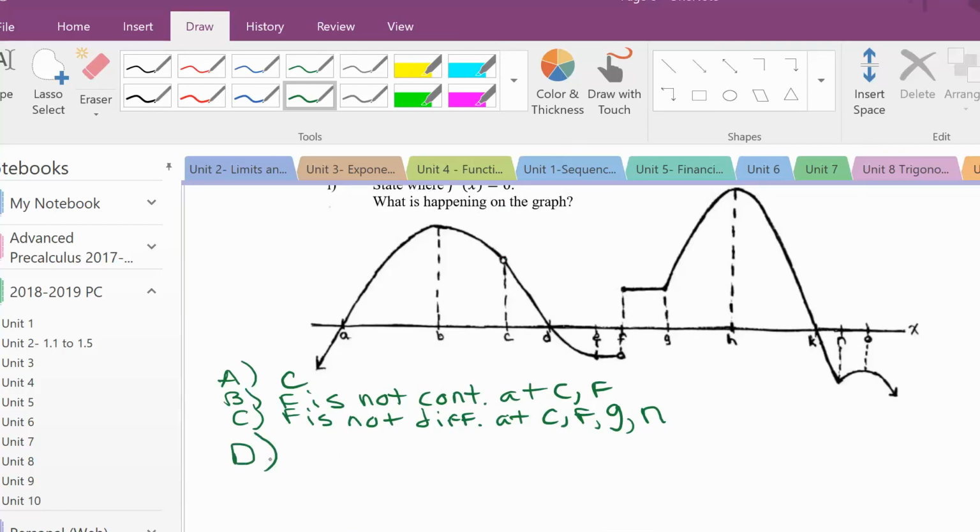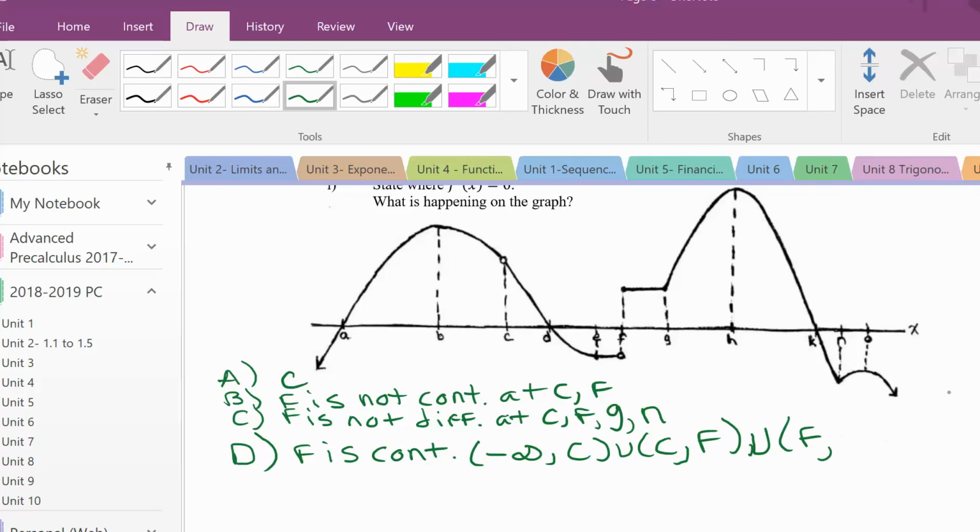So for part D, it says state the interval of continuity. Well, the interval of continuity would be from negative infinity to C, from C to F, from F all the way to infinity.